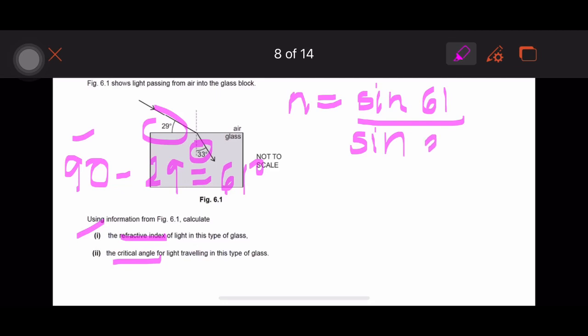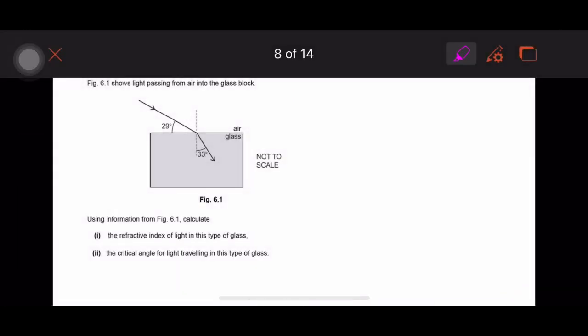So sine of 33 degrees. Now calculating that using our calculators, we are going to get 1.61 as your refractive index. So let's just note that N is equal to 1.61. We're going to note it because we're going to use it for the second part of the problem, which is solving for the critical angle for light traveling in this type of glass.